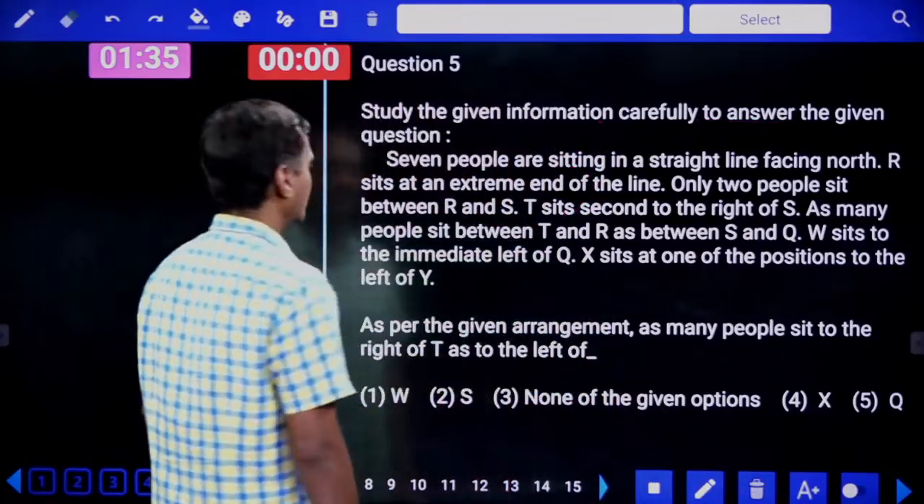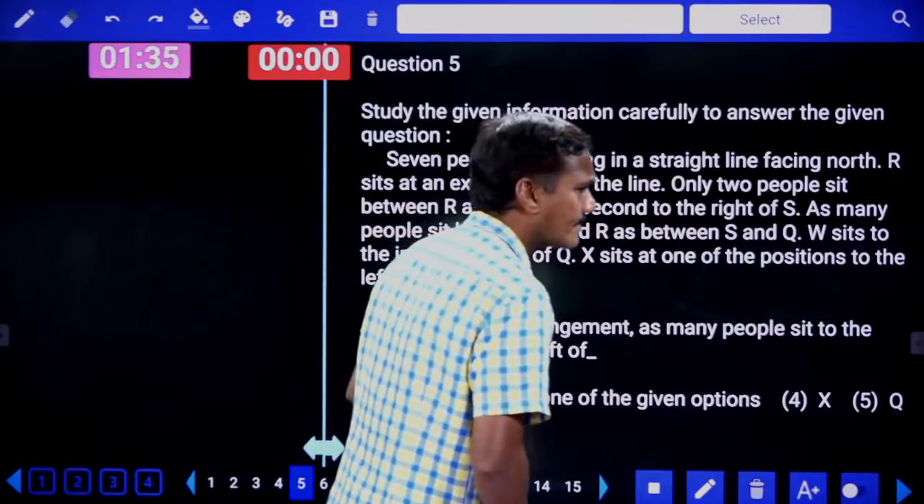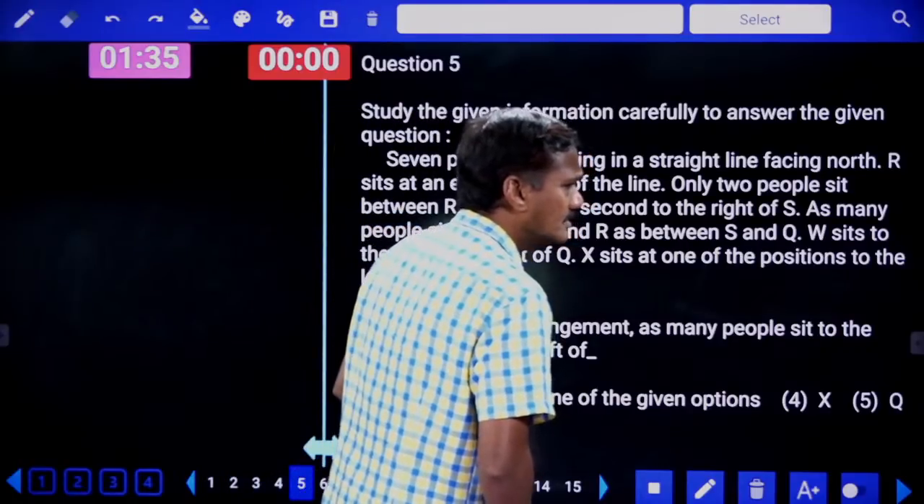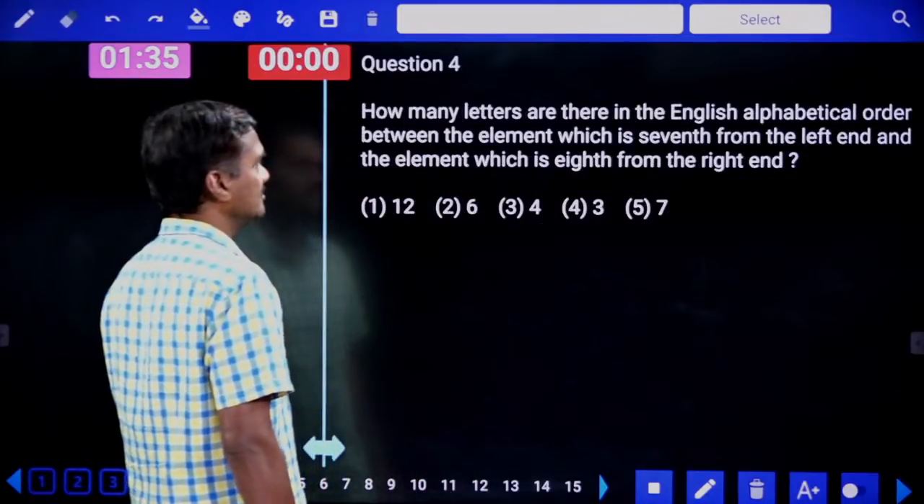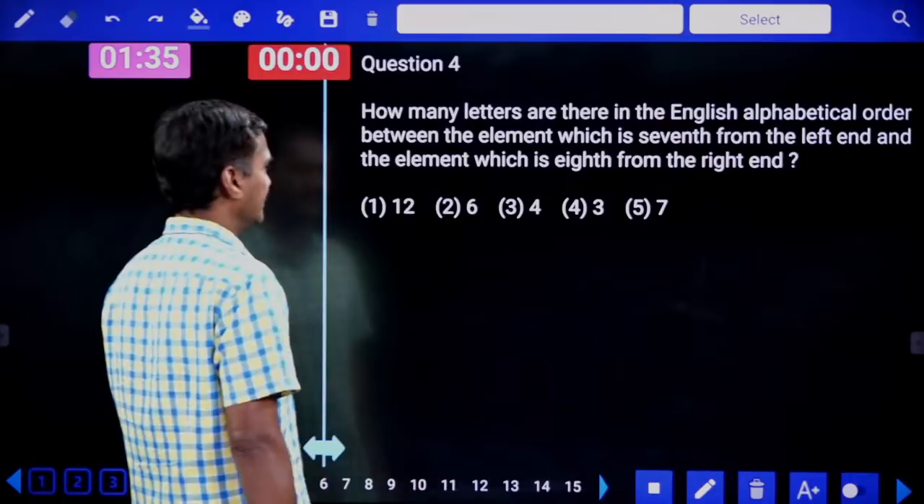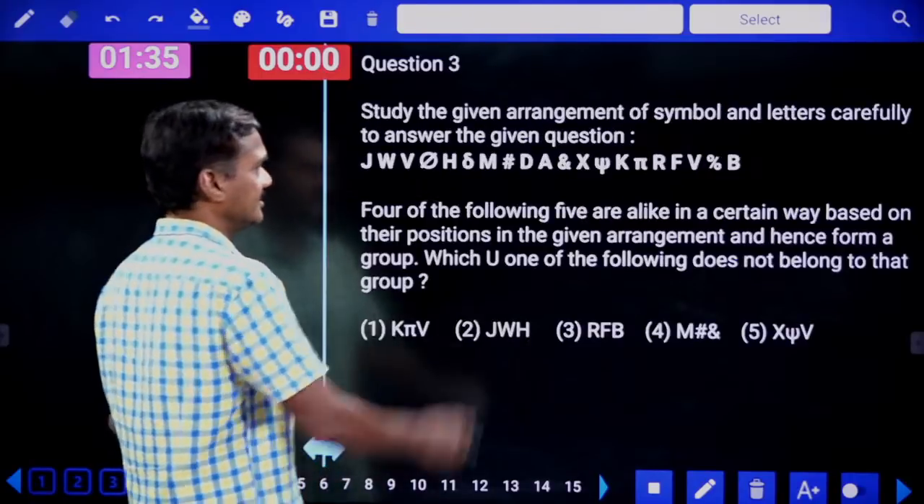Then question number 5 onwards, it is just based on S. Hemant Reddy. Now in this Hemant Reddy, the question is about how many letters are there between the element which is 7th from the left hand and 8th from the right in the given sequence.